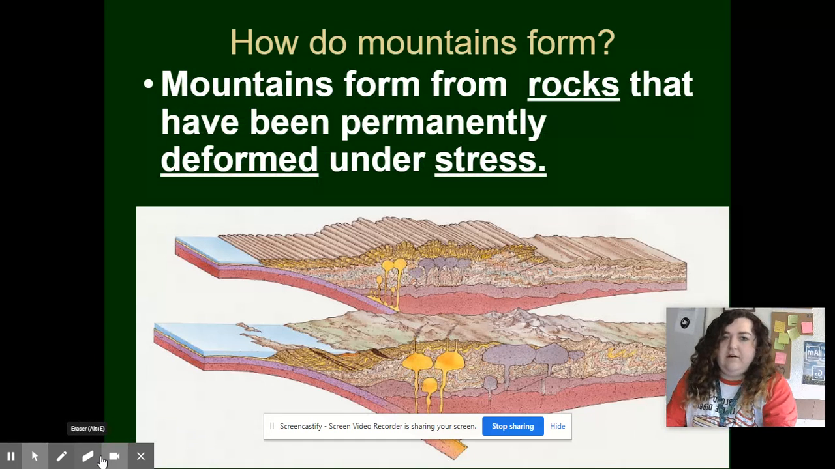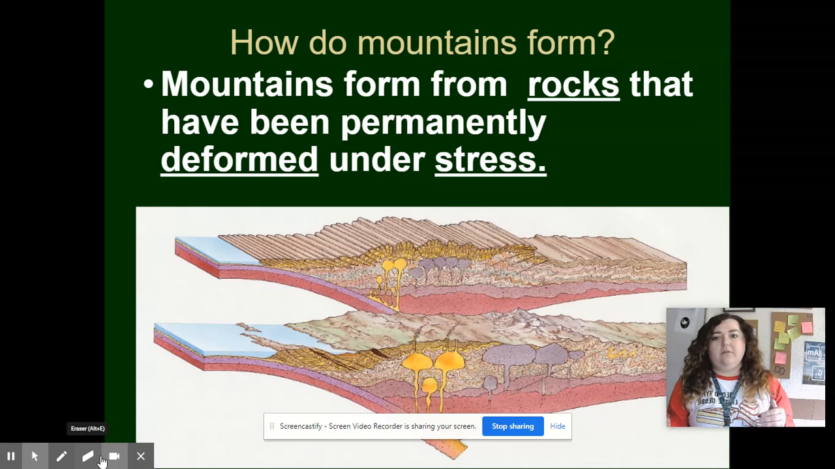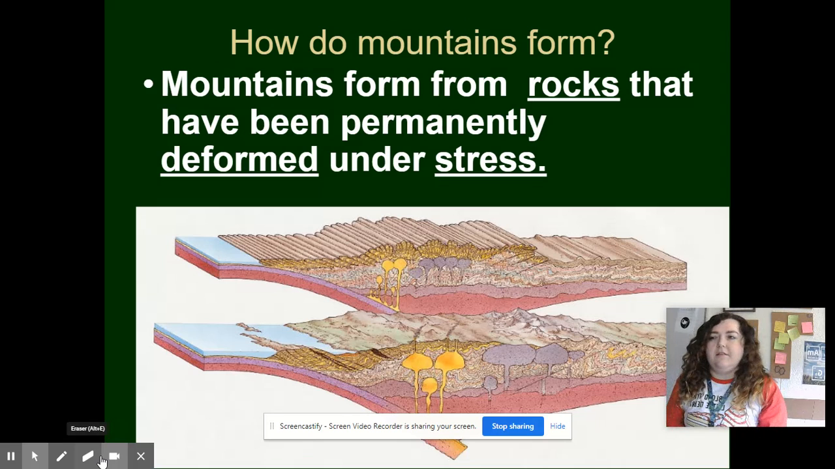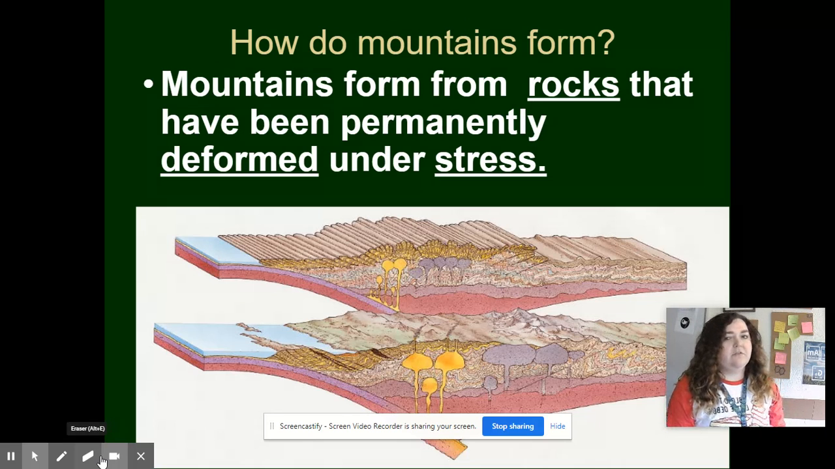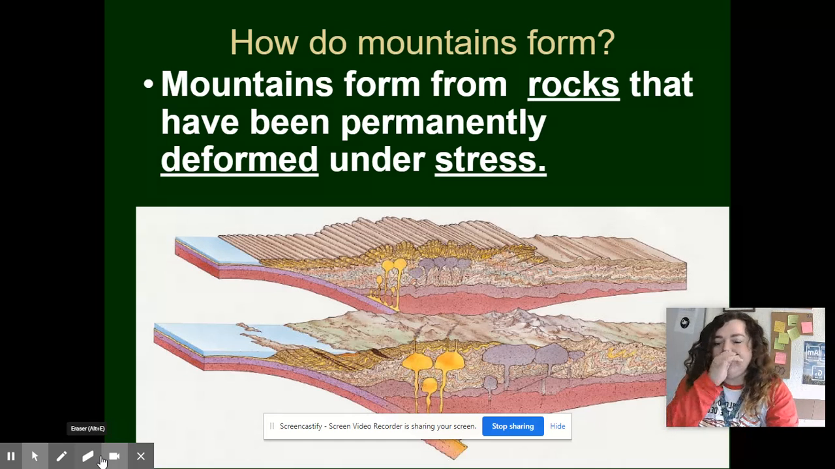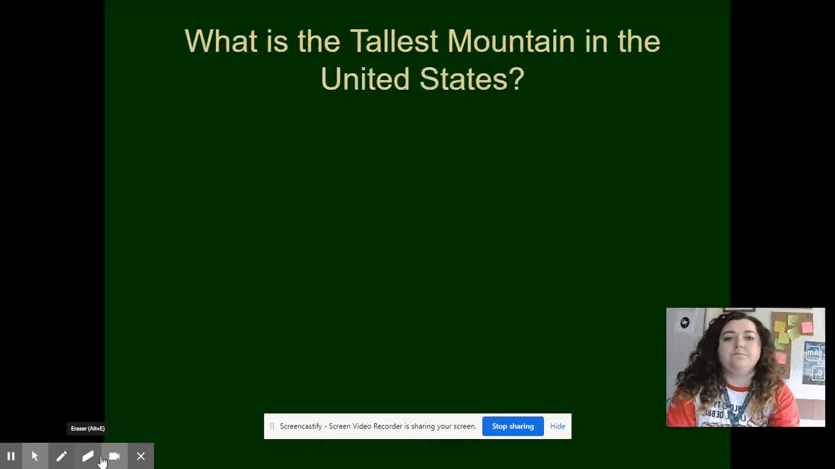And how do they form? They form from rocks that have been permanently deformed under stress. So whenever these plates get pushed together, these rocks are folded, they are pressurized. Sometimes you can have some contact metamorphism in there. They are basically deformed. So if you remember me saying anything about deformities or anything like that, this is an event that would cause those features.